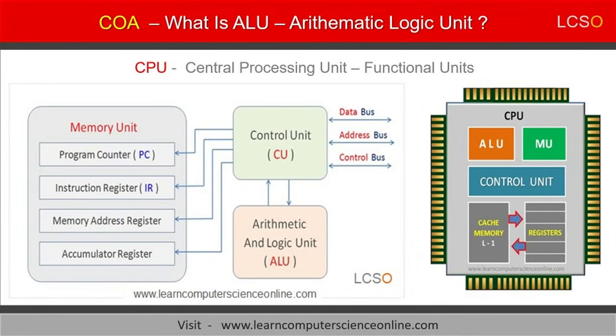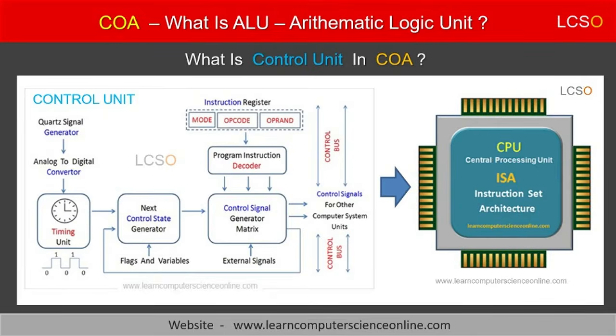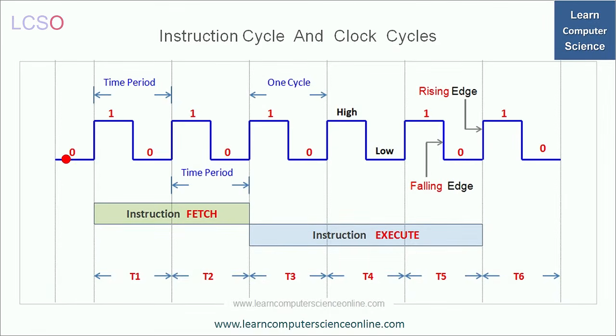All three functional units of the CPU work together as a team, and each unit plays an important role during the program execution. Let us start with the first functional unit of the CPU, and that is the control unit. The control unit controls all the operations of the processor and the computer system. The central processing unit is driven by a stream of clock signals. These clock signals are generated by the timing unit, which is part of the control unit.